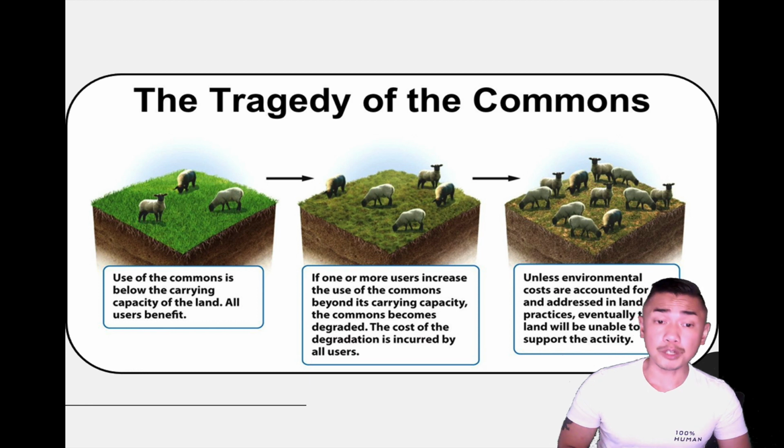This diagram shows the tragedy of the commons in a different way. You have sheep grazing on some land, but if there are no controls over how that land is grazed, it will become overused.